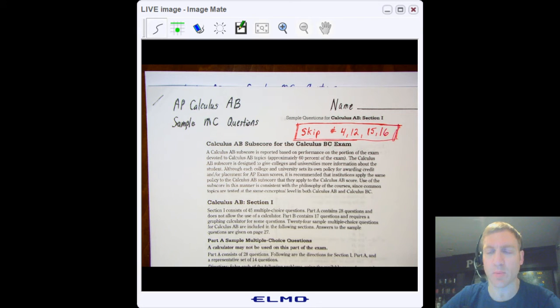And what I mostly want to focus on here is the different skills, just kind of practicing what calculus skills you use to solve these problems. That way, if you see something like this on your test, you will know what to do with them.